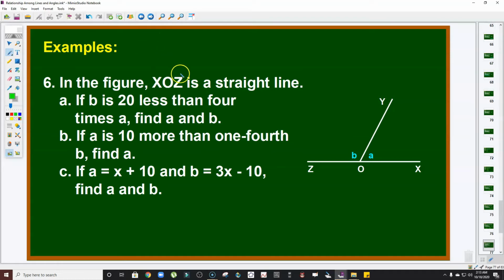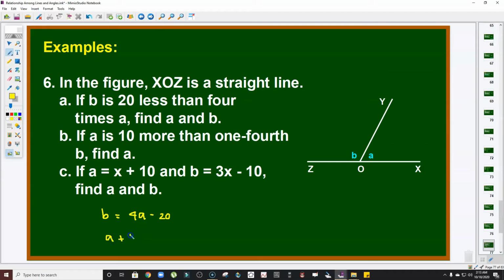Okay, next. Letter number 6. Letter A. In the figure, XOZ is a straight line. If B is 20 less than 4 times A, find A and B. Okay. So, again, B is 20 less than 4 times A. So, the equation that we can generate from it is, B equals 4A minus 20. Okay? Ayusin ko lang yung sulat ko. That's 4A minus 20.